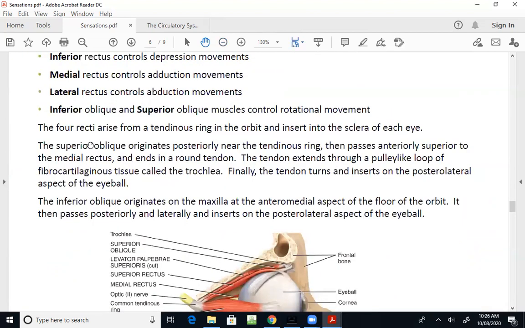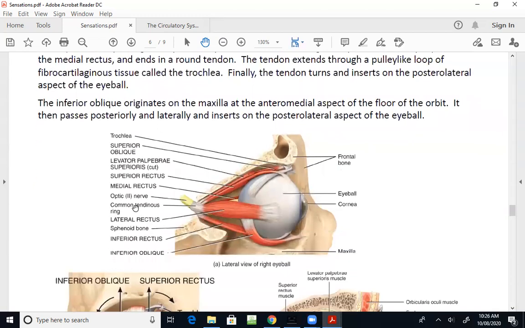Reading through, superior oblique originates posterior near the tendinous ring, then passes anteriorly superior to the medial rectus and ends in a round tendon. The tendon extends to a pulley-like loop of fibrocartilaginous tissue called the trochlea. Finally, the tendon turns and inserts on the posterior lateral aspect of the eyeball. Whereas the inferior oblique originates on the maxilla at the anterior medial aspect of the floor of the orbit, passes posteriorly and laterally, and inserts on the posterior lateral aspect of the eyeball.